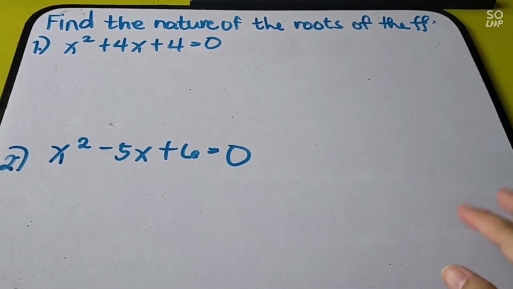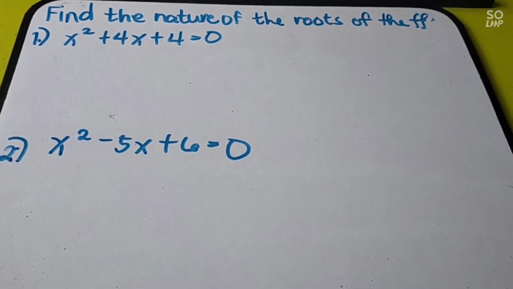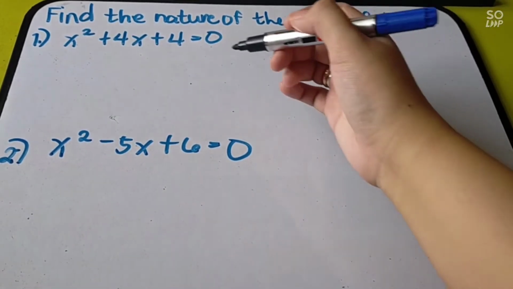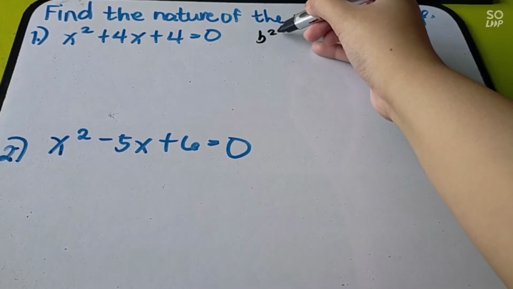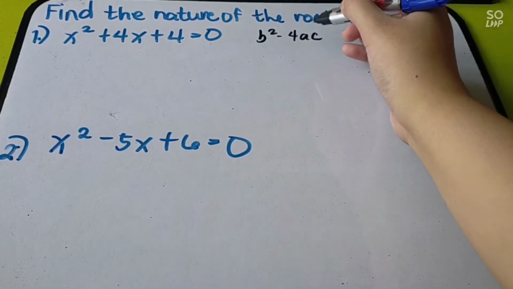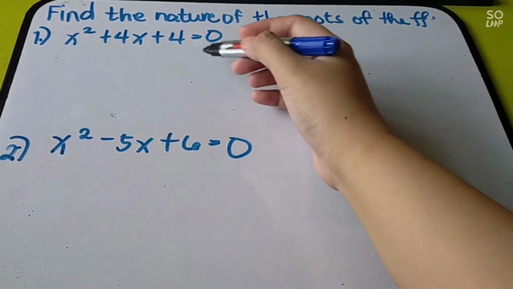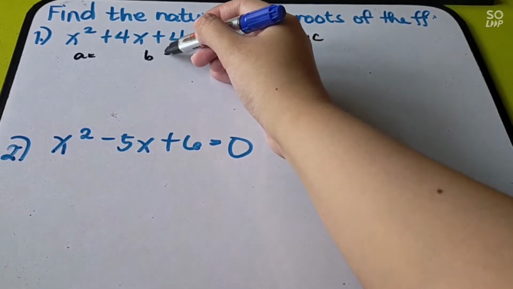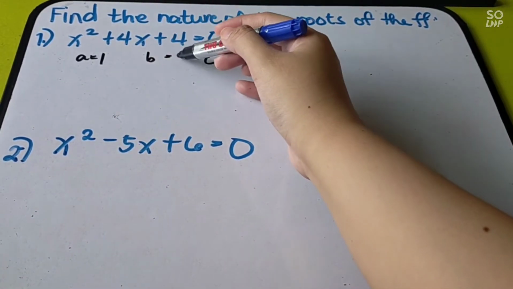Find the nature of the roots of the following. Let us have number 1. We have a given of x squared plus 4x plus 4 is equal to 0. So again, for us to find this one, we have b squared minus 4ac. That's the working formula for the discriminant. So, let us find the discriminant. So, let us have your a, b, and c. Your a here, we have 1. Your b, we have 4.